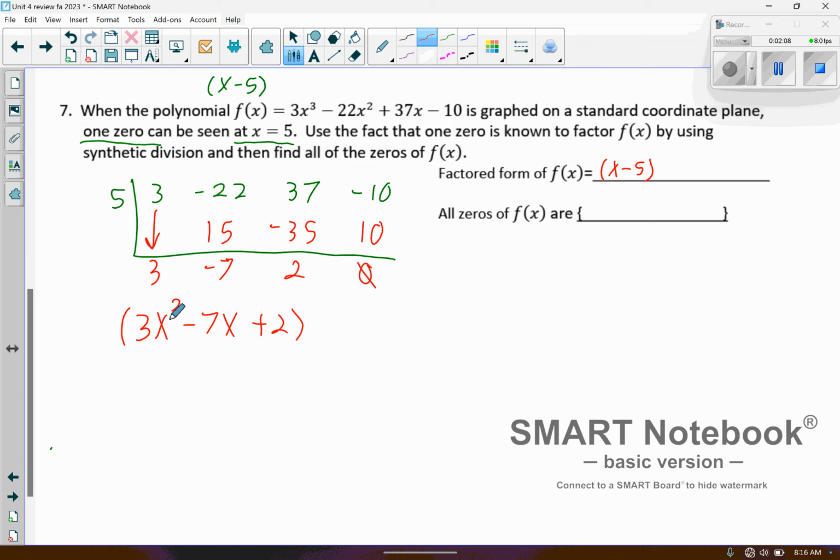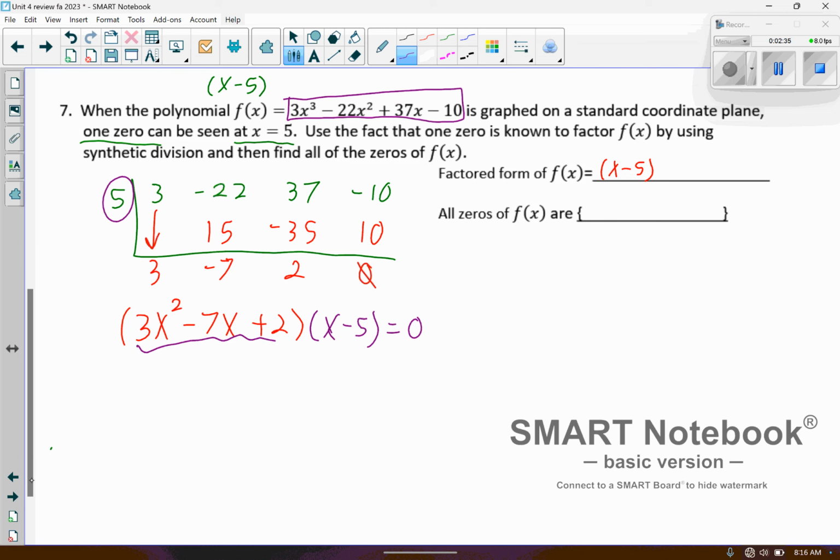To really hammer this home, the 5, which is the factor x minus 5, this right here is equivalent to this right here. So essentially we've factored that polynomial. Like I said, they told us that 5 would work, and as a factor, that would be x minus 5. So what I have left to do is factor this.